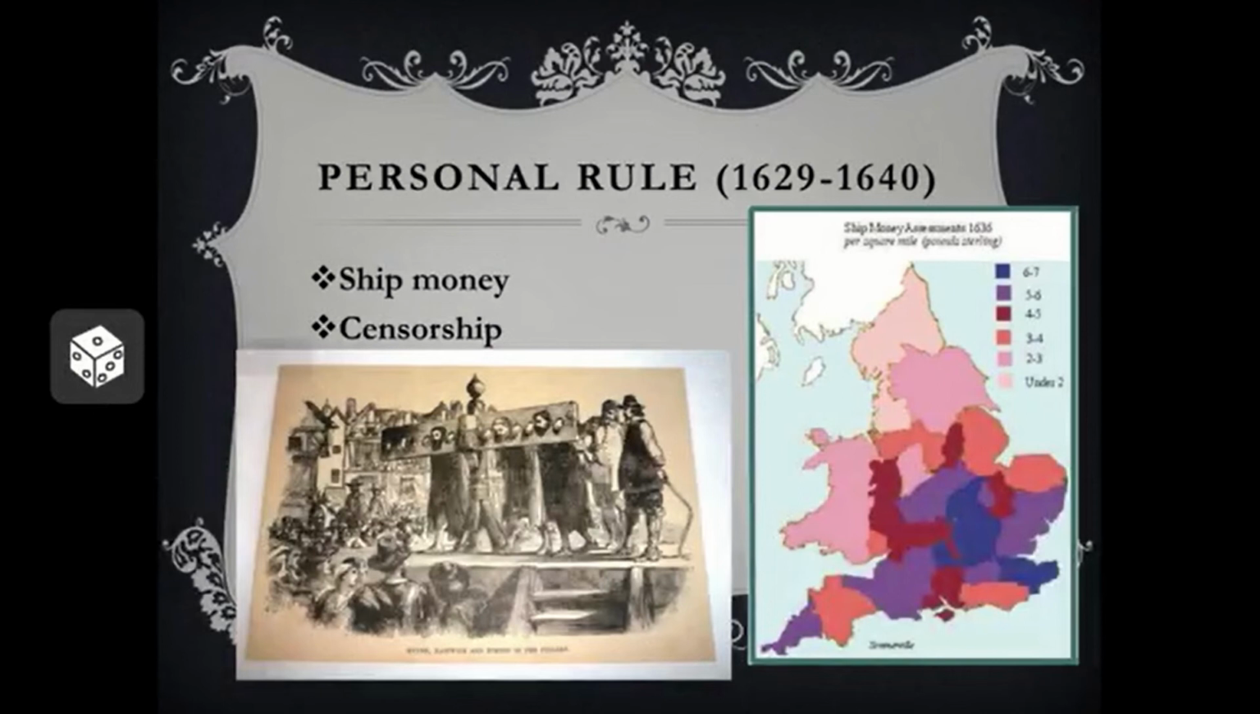And so during this time of personal rule, he's still dealing with these economic and religious difficulties, and he's going to try and deal with them without Parliament's help. When it comes to the economic challenges, he needs to raise money. He starts to come up with a new way to do it.